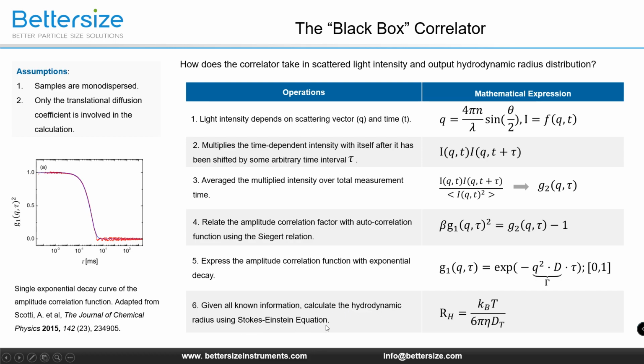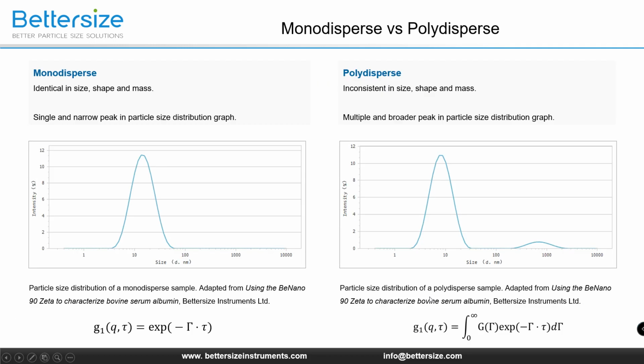Finally, with all the known information of the correlation function, the hydrodynamic radius can be computed using the Stokes-Einstein equation. What does it mean to be mono and polydispersed, and why is it important? Monodispersed particles are all identical in size, shape, and mass, resulting in one narrow peak in the particle size distribution. On the other hand, polydispersed particles are not uniform in those parameters. It is important to realize the polydispersity of the samples because the algorithms of calculating hydrodynamic radius distributions in the correlator are different depending on whether the samples are monodispersed or polydispersed.